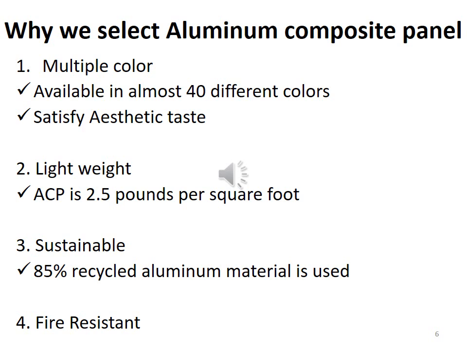And the third one is sustainability. Almost 80% of the aluminum materials can be reused. This reusability is an important property of aluminum composite material.